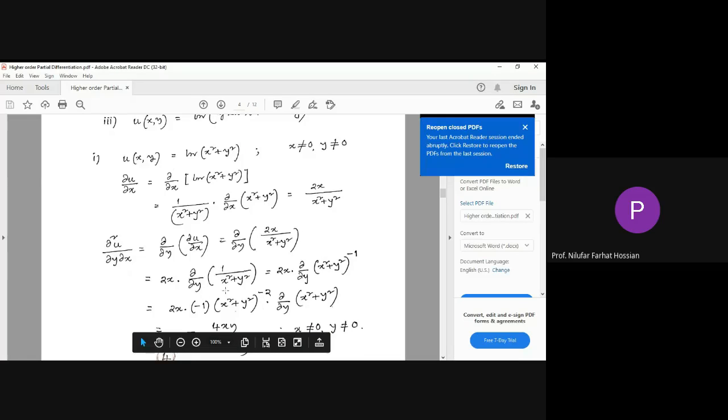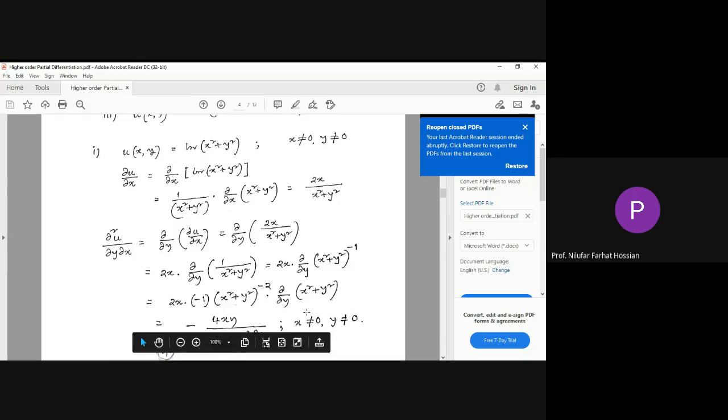So if it is 1 over y, what is the differentiation? Del y of 1 over y, that means y to the power minus 1. So it will be minus 1 into y to the power minus 2, and your y is this x square plus y square. So it will be 2x into minus 1 into this whole to the power minus 2. But this is not simply y, it is x square plus y square. So you have to perform the differentiation again of this x square plus y square with respect to y.